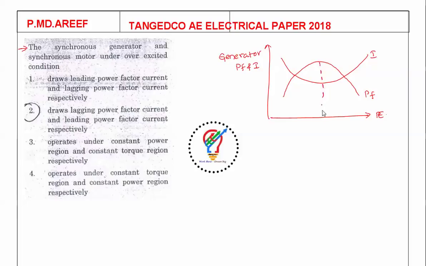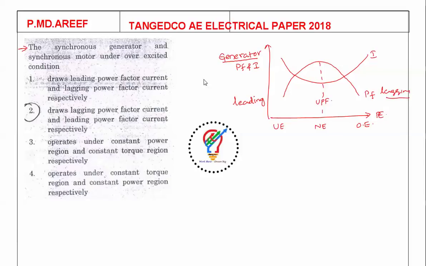Now the excitation depends upon three ways. First one is under excitation here, and here normal excitation, and here it is over excitation. Now in an under excited condition, the generator operates at leading power factor. Under over excited condition, it is acting at lagging power factor. At normal excitation, it is at UPF, unity power factor condition. Now the synchronous generator and the synchronous motor under over excited condition. So over excitation condition, if you talk about the generator, it is at lagging power factor.